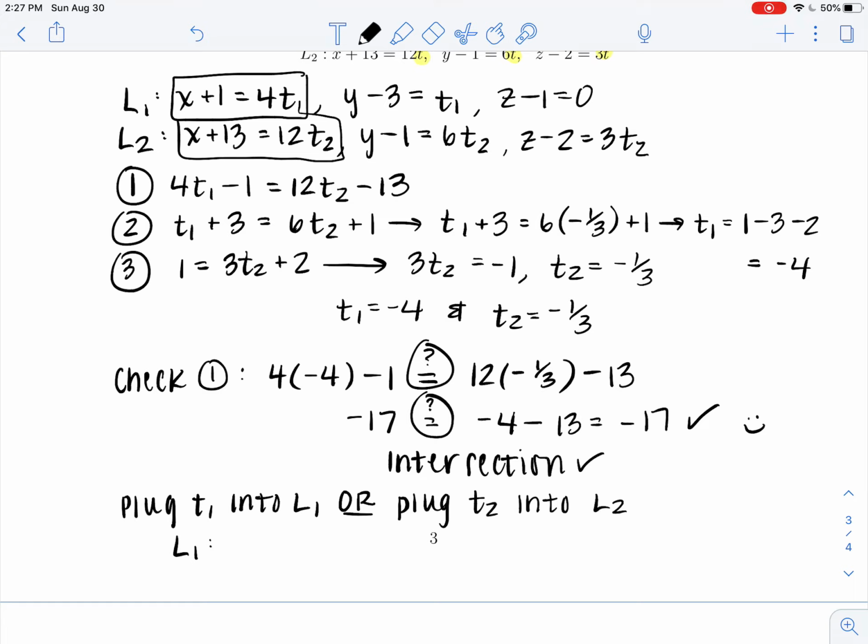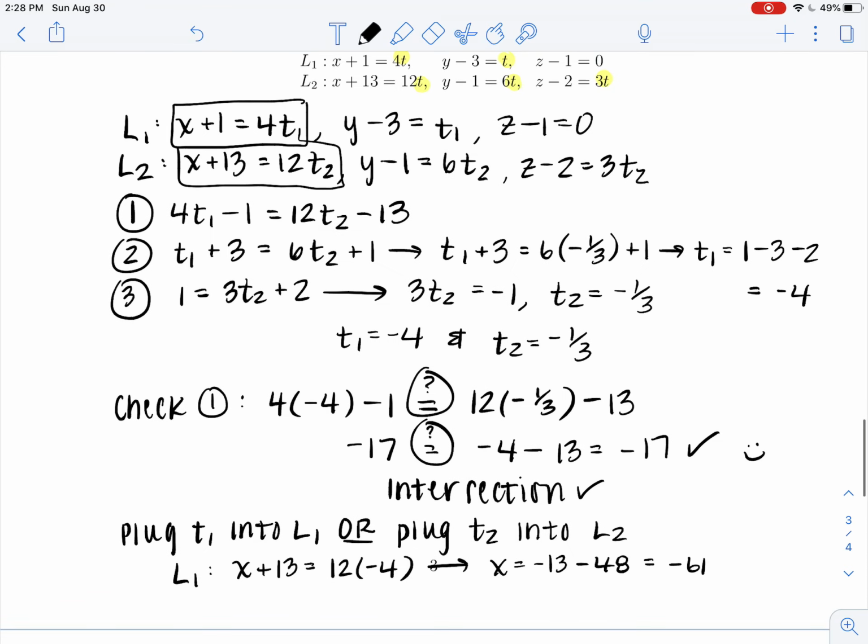So I'm going to have x plus 13 equals 12 times negative 4. So I get x equals negative 13 minus 48, which is negative 61. Let's see here. Whoops, darn it all. Let's correct that. This 13, geez. Let's just erase all of this. I was looking at L2, but I plugged in for L1. That's all right. We can delete.